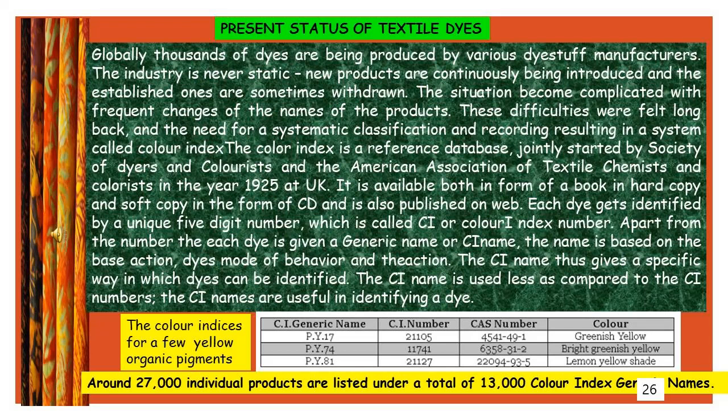The table shows the color indices for a few yellow organic pigments. The CI generic names, for example, of 3 pigments are pigment yellow 17, pigment yellow 74 and pigment yellow 81. Corresponding CI number, CAS number, constitution number, and the color of the pigment are given in the table. Around 27,000 individual products are listed under a total of 13,000 color index generic names.